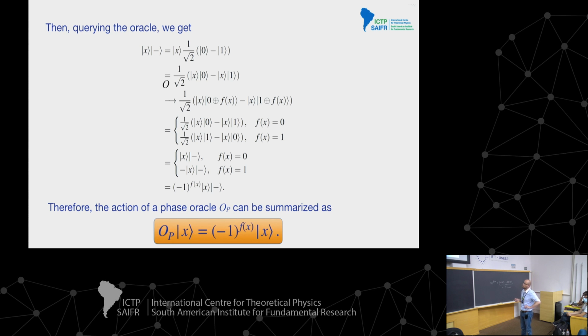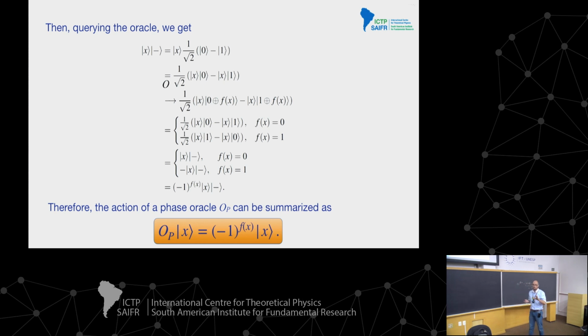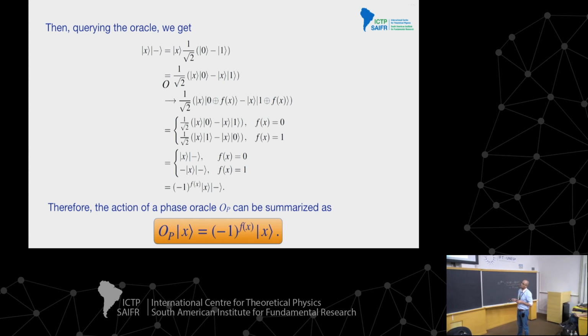So it's possible to conclude that if the function f is 0, then minus 1 to the f of x will return a positive sign here. Otherwise, it will return a negative sign here in the case of f of x equal to 1, right? In this way, it was possible to transform this XOR oracle into a phase oracle. That's the basic idea of the action of the phase oracle, right? It depends on the power of the function, okay? Is it clear?